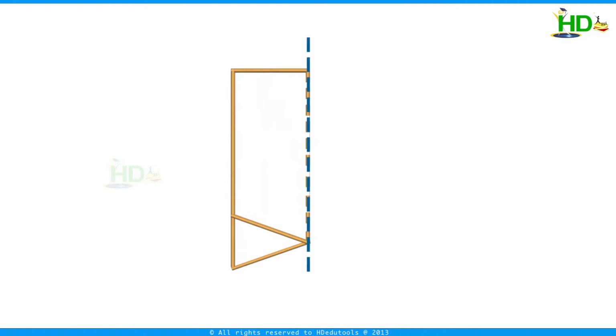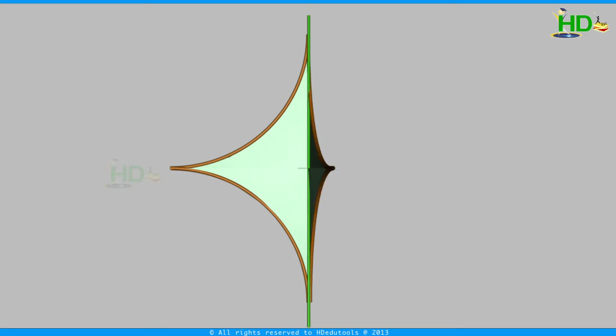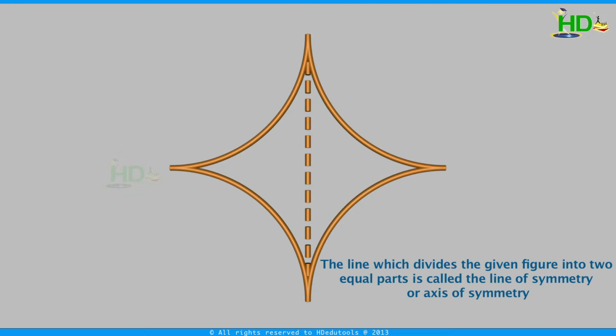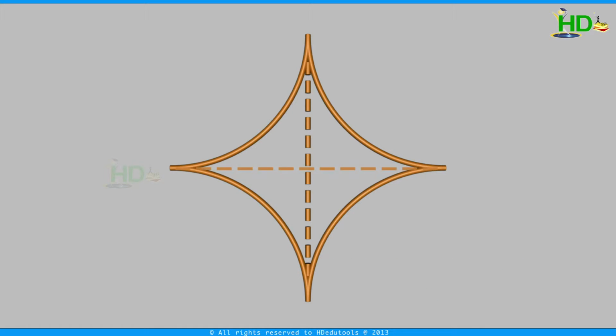Consider this figure. I am taking a dotted line along this. If you fold this along this line, can you find the same? No, it is not possible. And this object has more than one line of symmetry or more than one axis of symmetry. The dotted line which divides the figure into two equal parts is the line of symmetry or axis of symmetry. An object can have one or more than one line of symmetry or axis of symmetry.